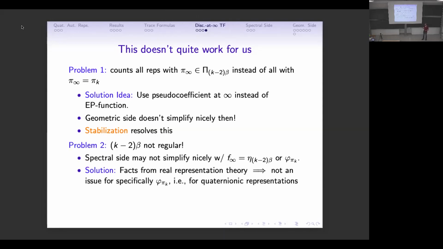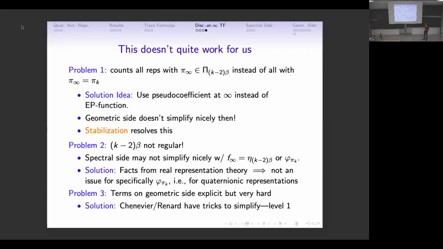The next problem is that this lambda, this k minus 2 times beta, is not regular. It's on the wall of the Weyl chamber. So the spectral side may not actually simplify nicely when you use an Euler-Poincaré function or a pseudo coefficient that's irregular. But this actually doesn't matter, because there are some facts from real representation theory that tell us this is not an issue specifically for quaternionic representations.